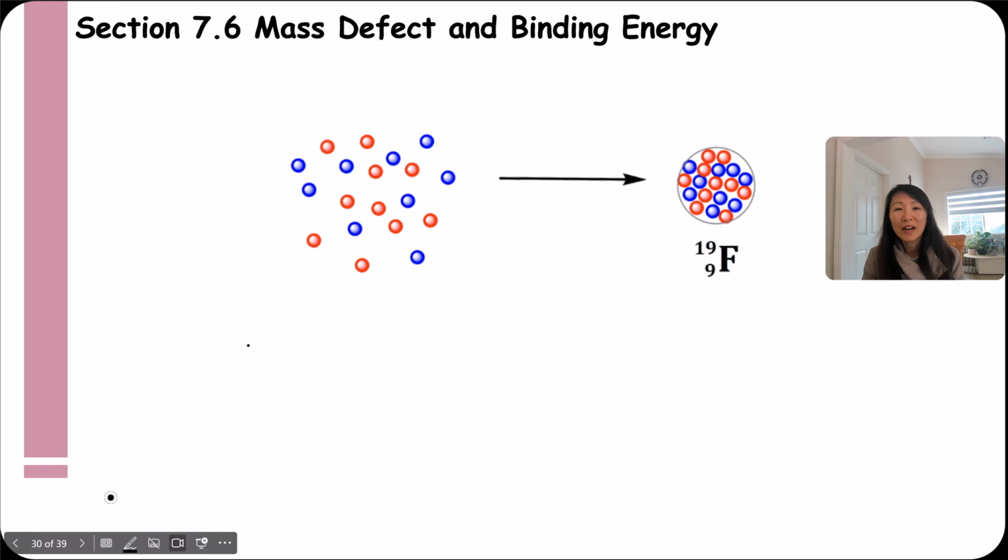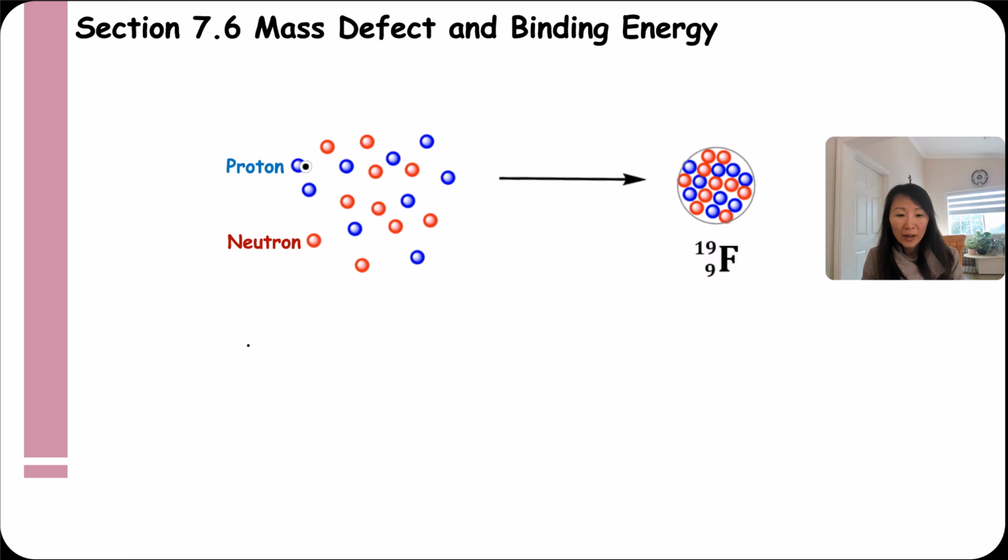In this video, we'll cover mass defect and binding energy. In this image, you will see protons and neutrons. Protons are the blue ones and the neutrons are the red spherical. They're coming together to form this fluorine isotope, fluorine 19 in particular.